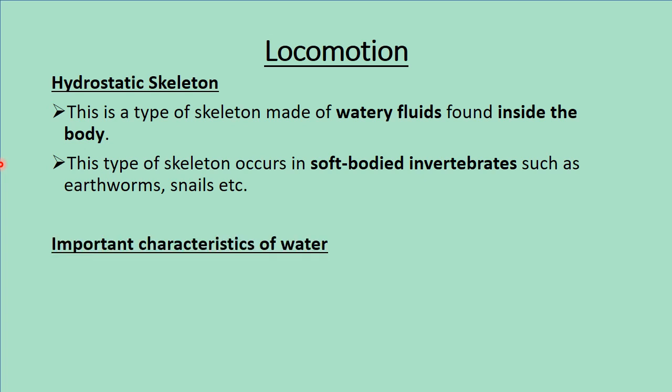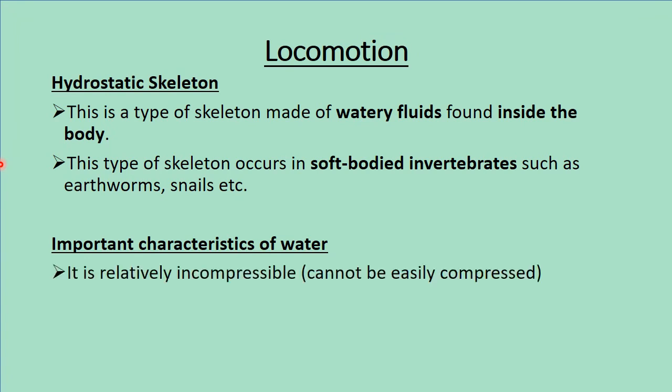What characteristics give water this property that makes it suitable to be a skeleton in these organisms? First, water is relatively incompressible. What it means is you cannot compress water easily. If you try to push water, it's not easy if there is no space for it to escape. If it is contained in a container, it's not easy to compress water.